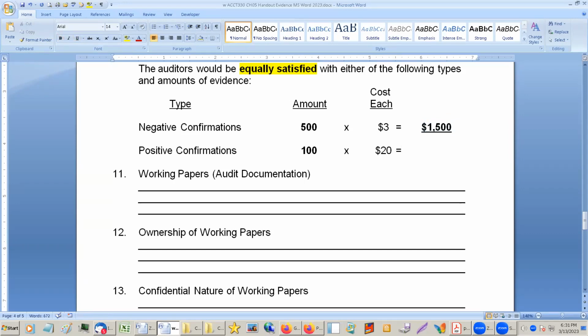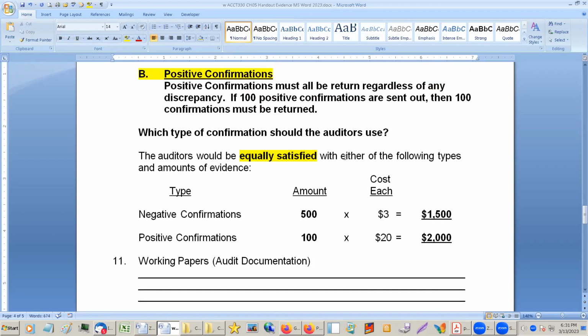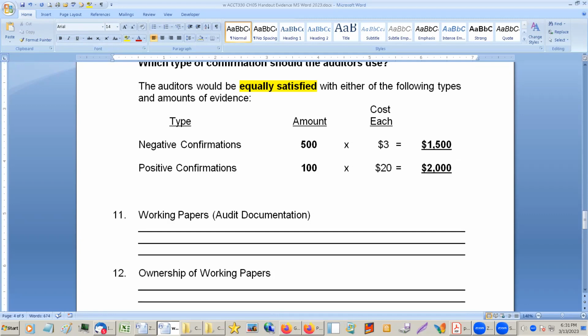And this is kind of another lesson in evidence, and that is auditors may not always obtain the best evidence. It may be too expensive.